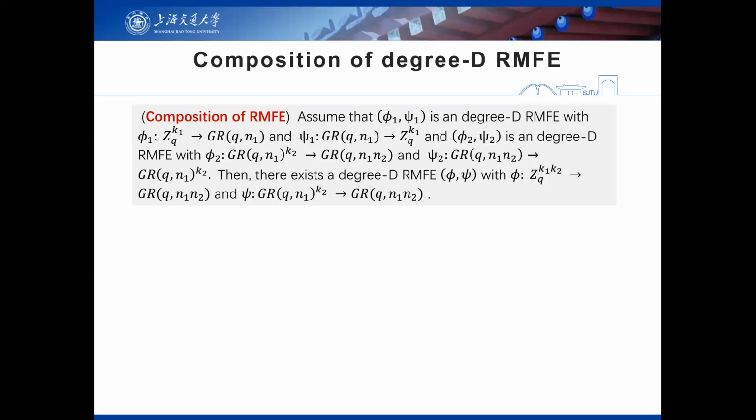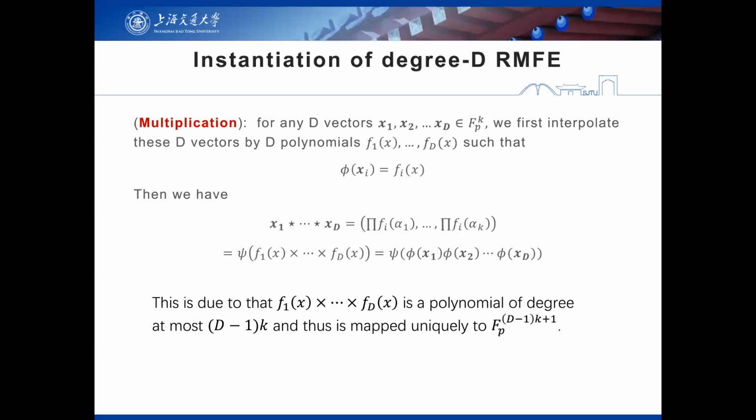Actually, the downside of this MFE is that it still requires a large polynomial field, because we don't know if we have enough points, since we require alpha 1 to alpha k to be distinct. If p is small enough, we cannot find so many alpha i. So this construction doesn't work out in this case.